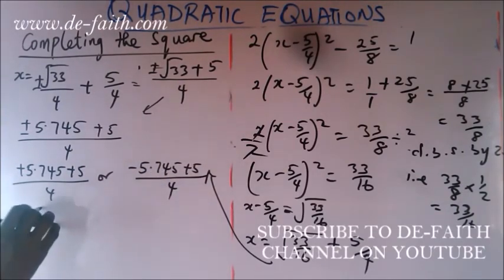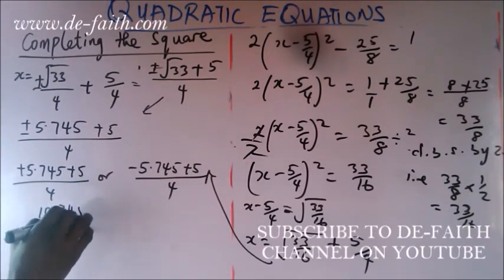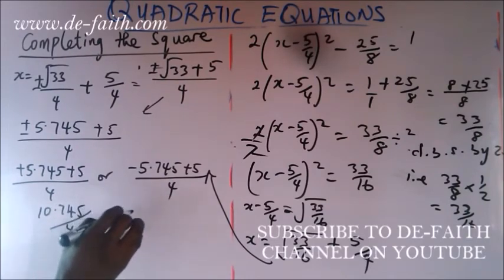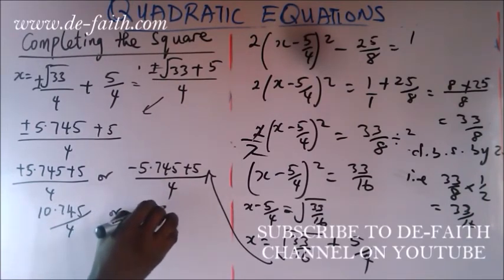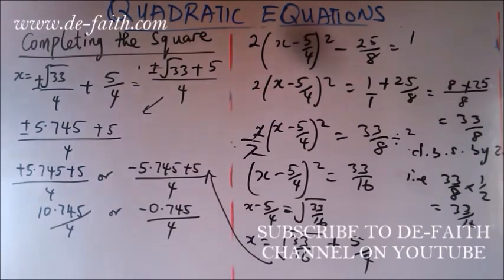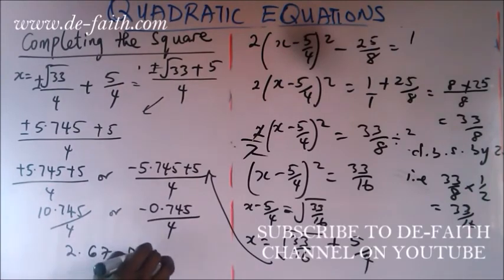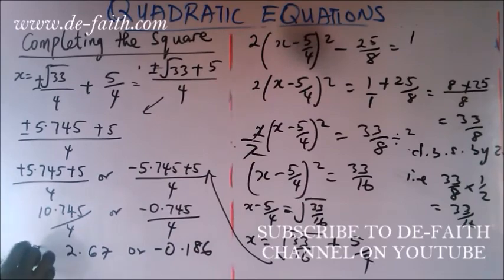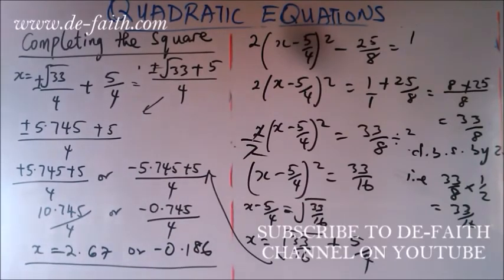When we add this, we'll have 10.745 over 4, or we'll have minus 0.745 over 4. So when we divide through, we'll have 4 into 10, that's 2.67, or minus 0.186. So that is the value of our x for that equation.